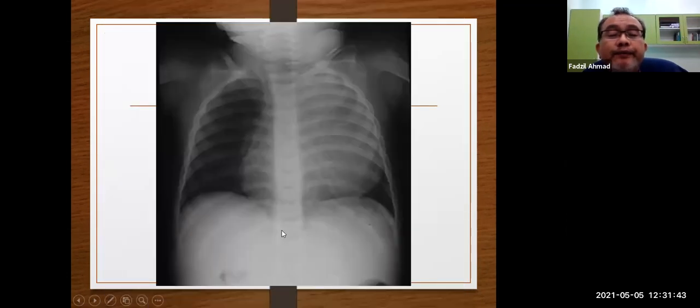This one, anybody? On this X-ray, on the left side of the lung, there is a big mass here. Notice or not? Big mass. It compresses the lung on the left side, even compresses the airway here, resulting in respiratory distress. This is a bronchogenic cyst.